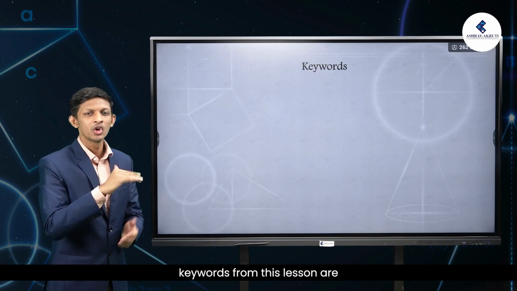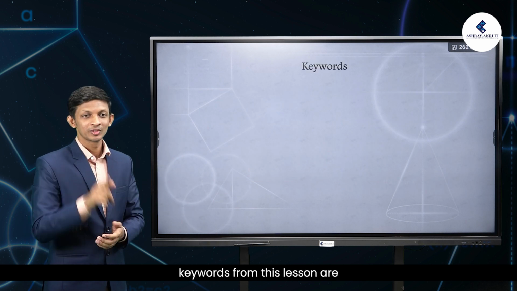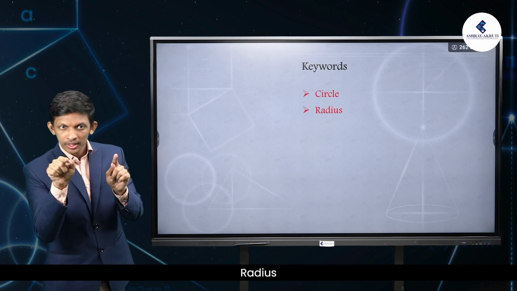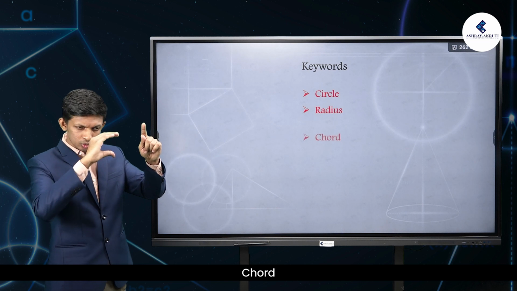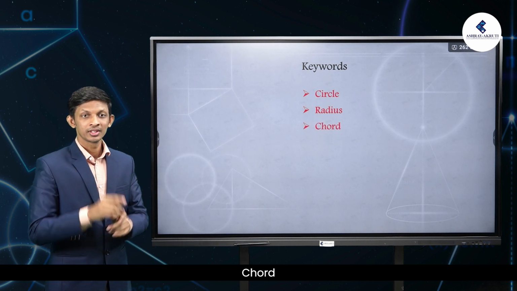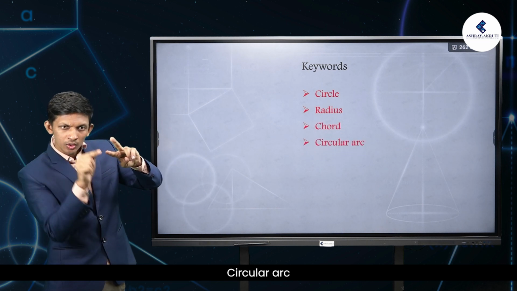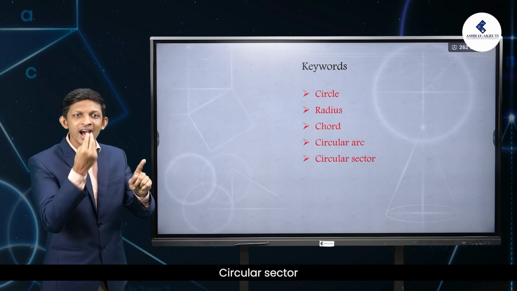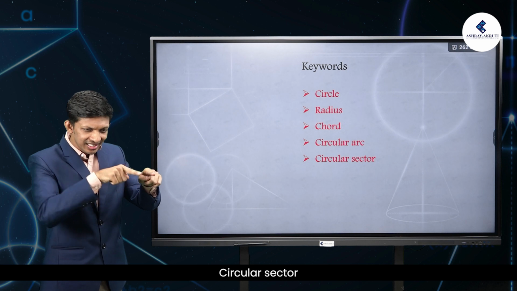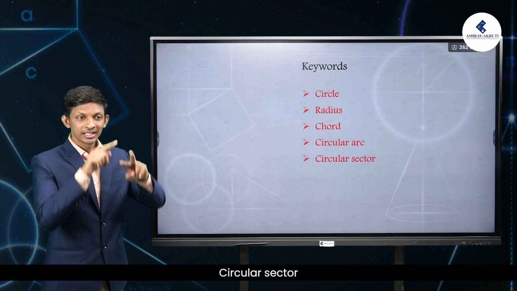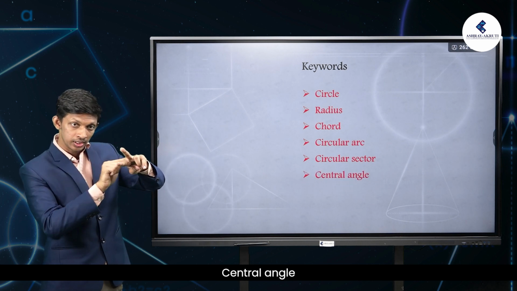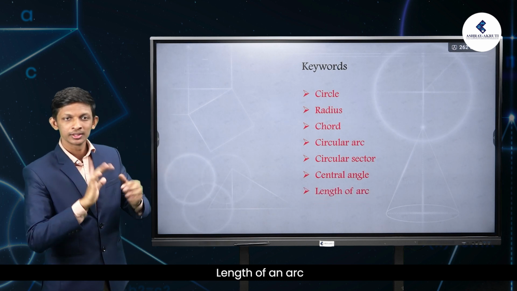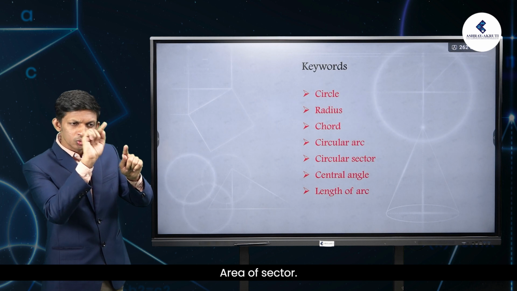Keywords from this lesson are circle, radius, chord, circular arc, circular sector, central angle, length of an arc, area of sector.